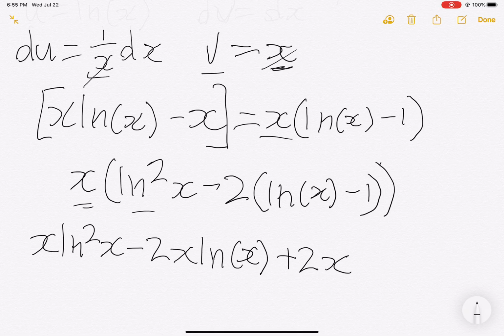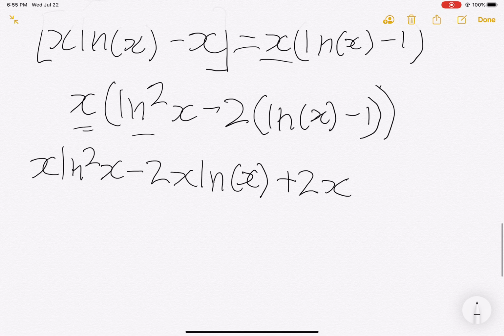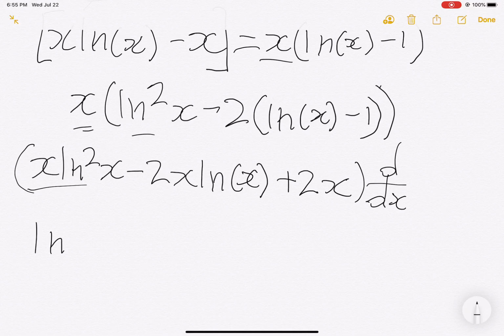Let's make sure we distributed that correctly. So we distribute the x into here, so we get that. We distribute the x here. Yeah, should be correct. And take the derivative of that, d/dx. And we use the product rule here, so we can take the derivative of the first thing. I'm just not going to go through this because it's fairly straightforward. So it's f prime of x times g of x plus g prime of x times f of x.